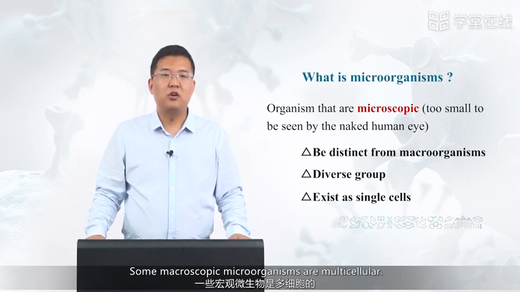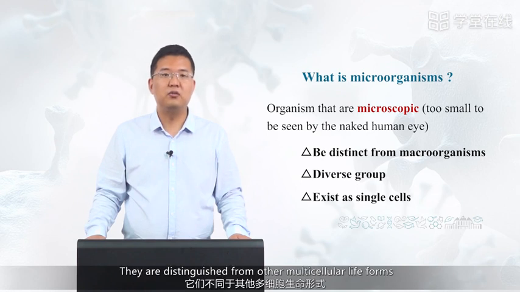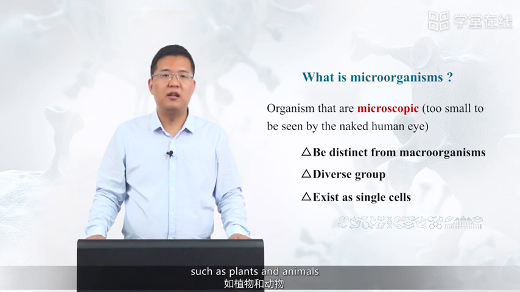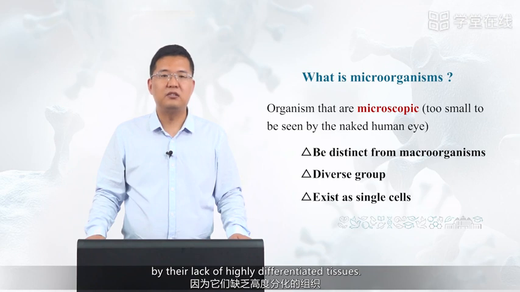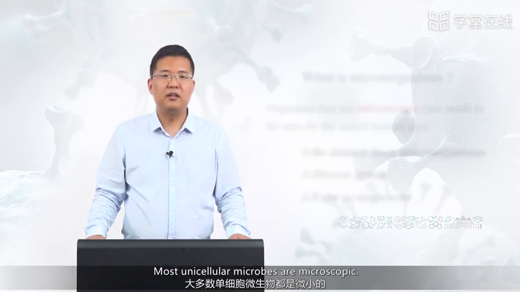Some microscopic microorganisms are multicellular. They are distinguished from other multicellular life forms such as plants and animals by their lack of highly differentiated cells. Most unicellular microbes are microscopic.